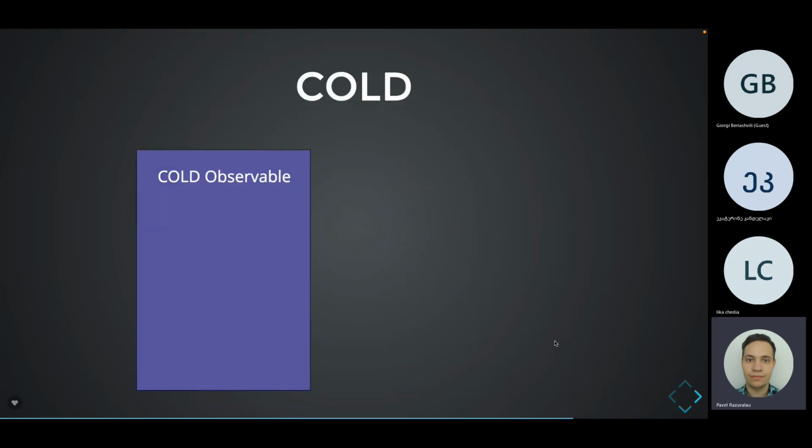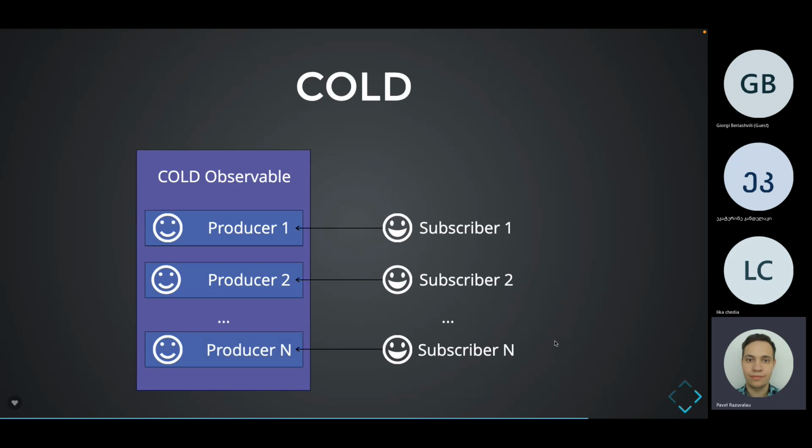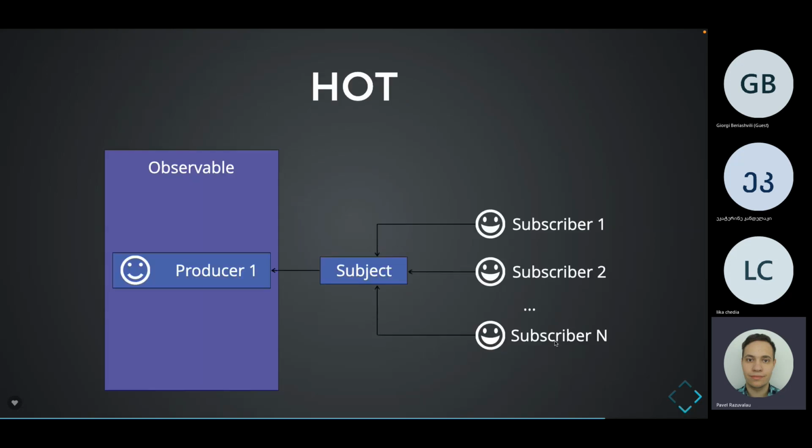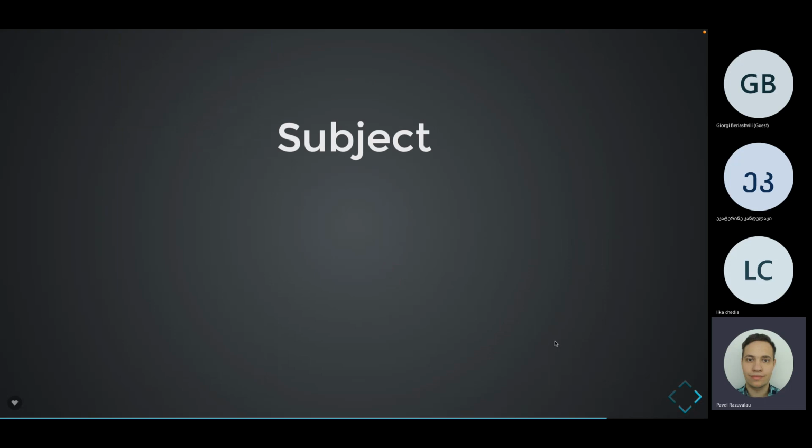Okay, so let's refer to the diagram right here. As I mentioned, when we subscribe to some cold observable, we have one copy of the producer, and each time we subscribe to the cold observable, a new producer will be created as well. As for the hot one, we have some layer to connect with the single observable producer. However, what the subject is, we'll review right now.